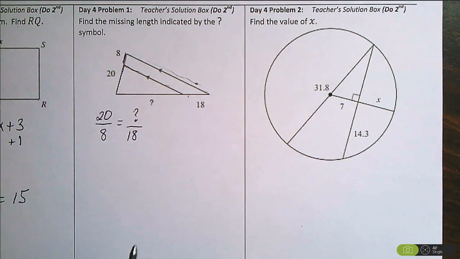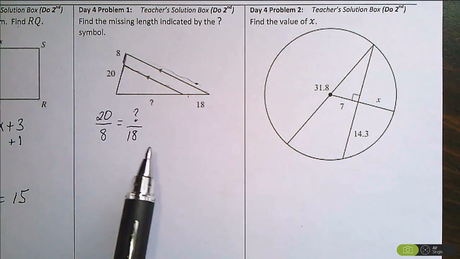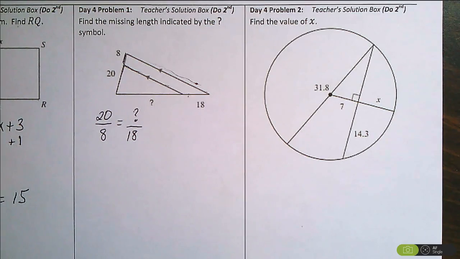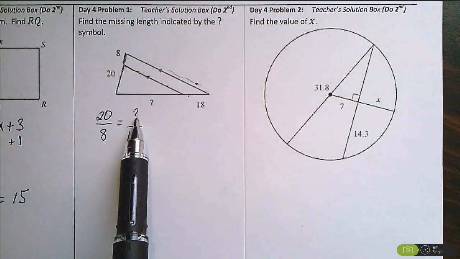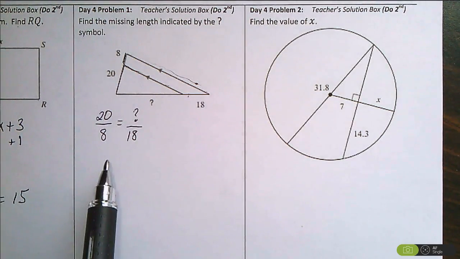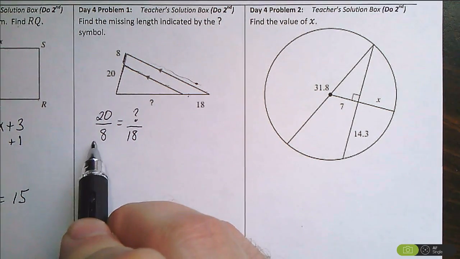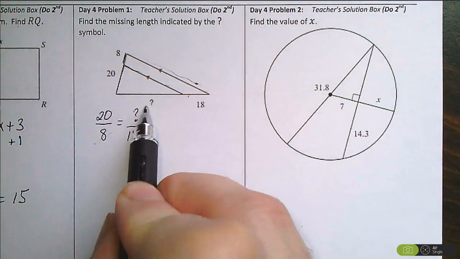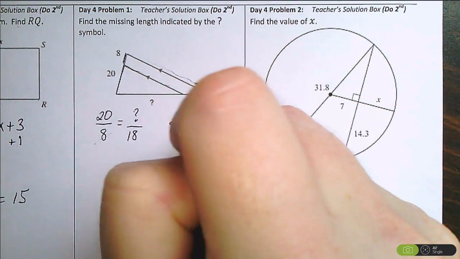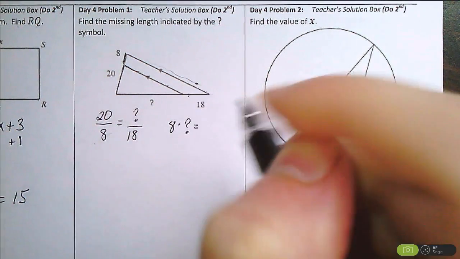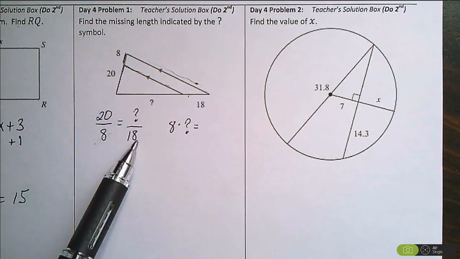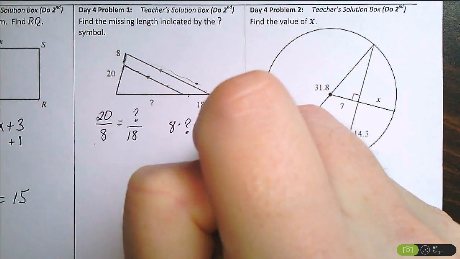This is not the only way to create a proportion out of matching parts, but it's one way. If you don't like having a question mark and would prefer a variable, then simply use a variable there. One way to solve a proportion is with cross multiplication. So 8 times the question mark is equal to, and then this diagonal, 20 times the 18.